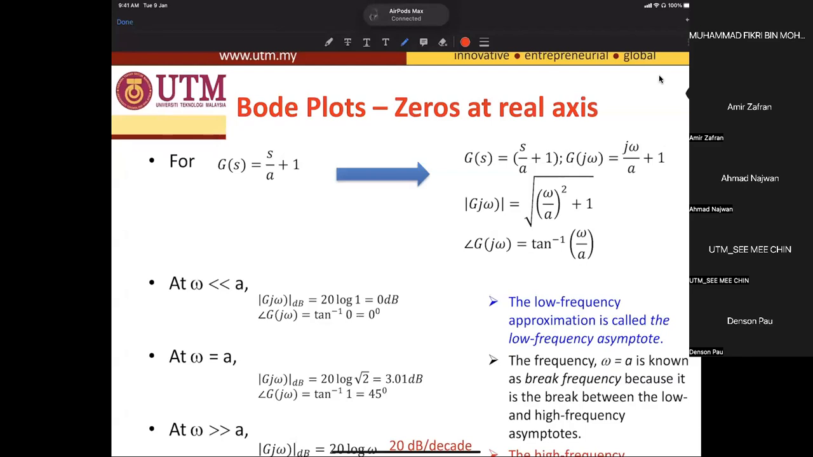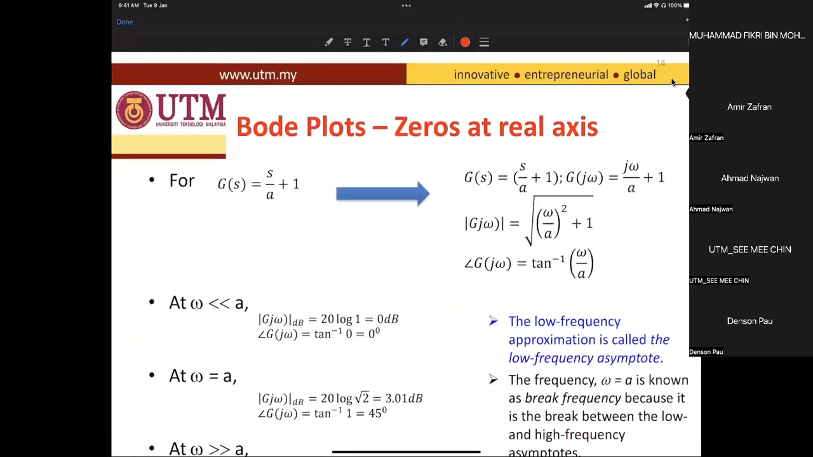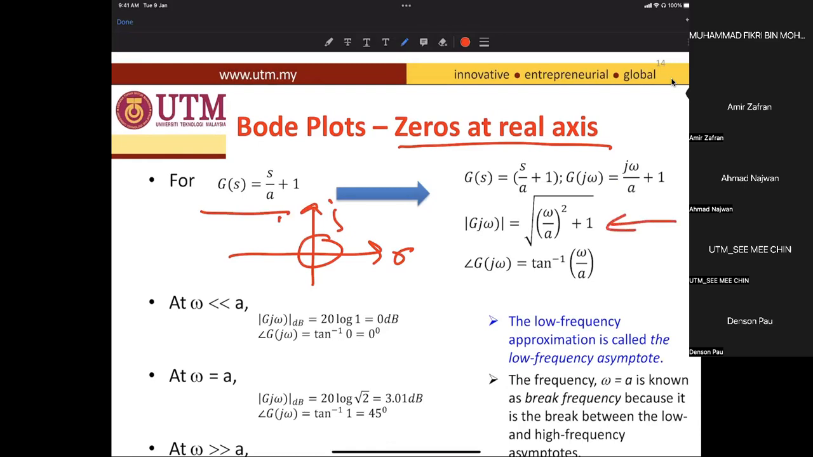Okay, guys, we continue the second hour of the class by referring to slide number 15. If we have zeros at the real axis, the transfer function is s plus a, or s over a plus 1. The magnitude is the square root of omega over a squared plus 1, and inverse tangent of omega over a is the phase formula.